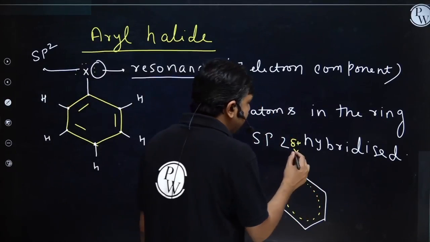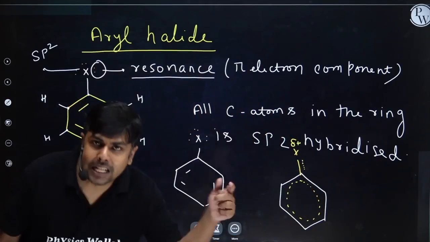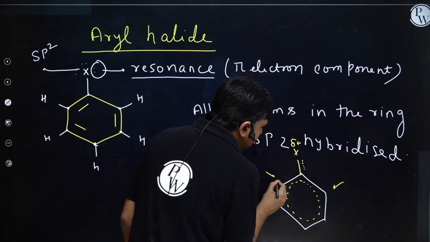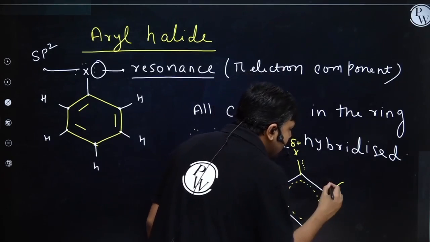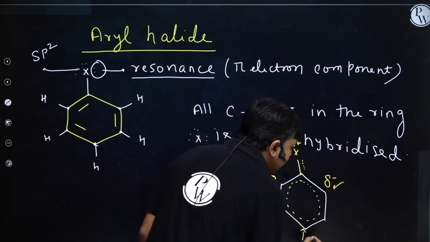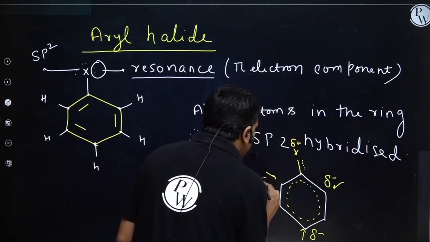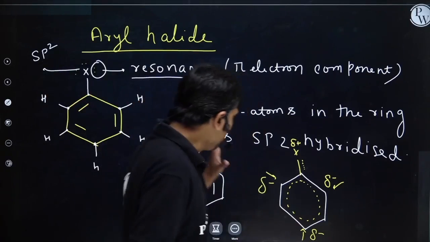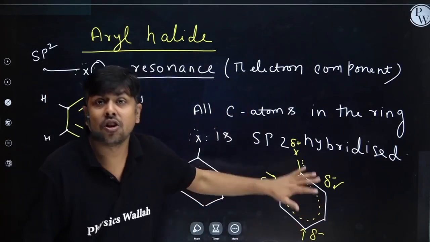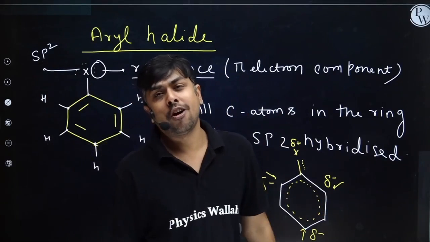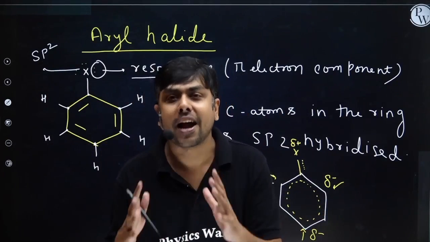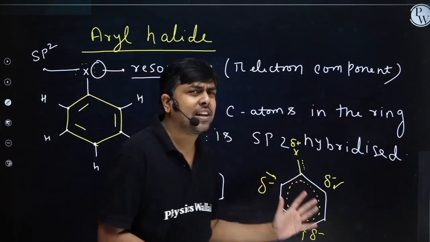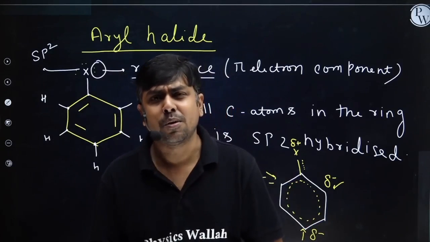Right? Since the lone pair is delocalized into the ring, the ortho and para positions will be electron rich. So I am going to put one del negative here, one del negative here, and one del negative here. Am I clear? So this is the real structure, or we can say the hybrid structure of haloarenes or aryl halide. Students, if I talk about the substitution reactions, will haloarenes undergo substitution?